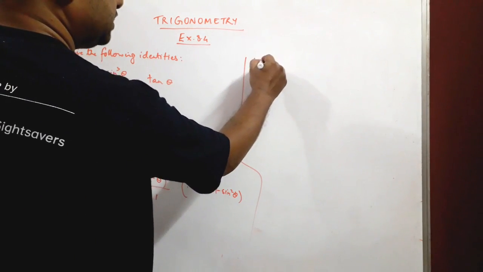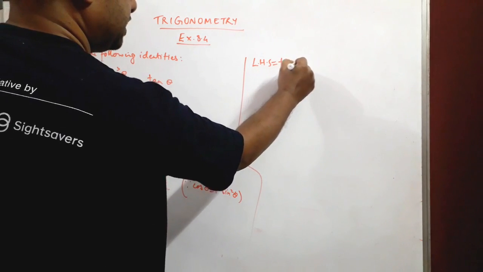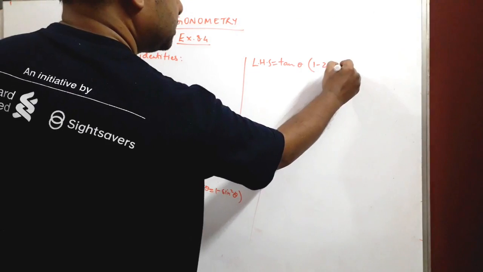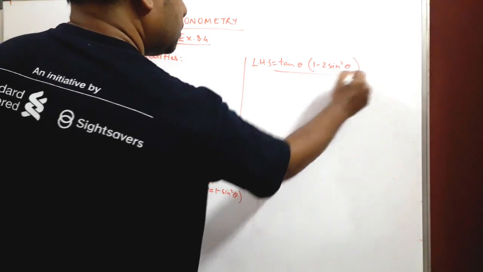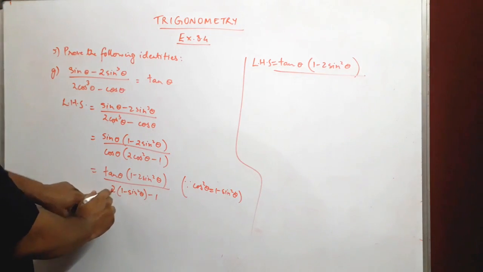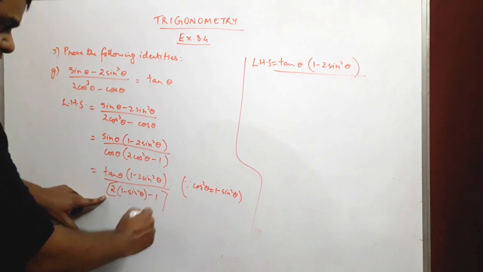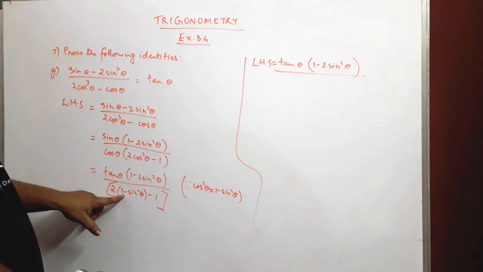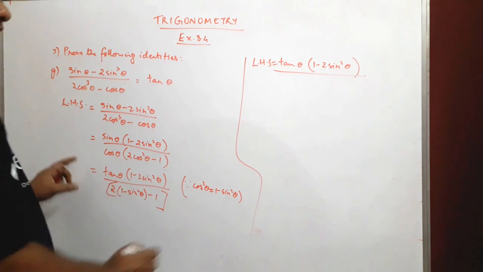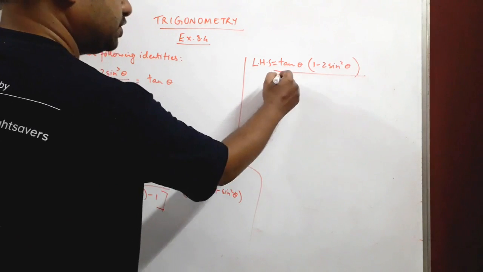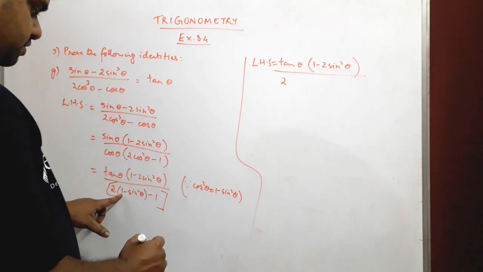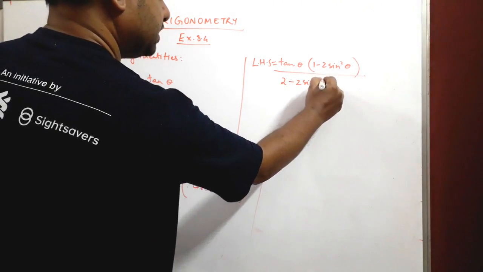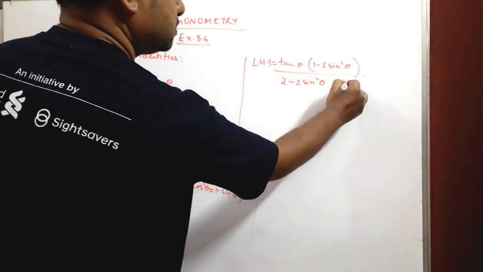So left hand side equal to tan theta, write it the way it is, into 1 minus 2 sin square theta. So this hasn't changed. Whole thing upon, now we've got 2, put this in brackets, 2 into 1 minus sin square theta minus 1. I'll put the 2 inside. I get 2 into 1 gives us 2. 2 into minus sin square gives us minus 2 sin square theta minus 1.